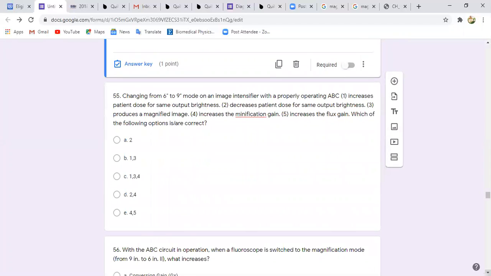So this is also a good question. 55, changing from 6 to 9-inch mode on the image intensifier with a properly operating ABC increases patient dose for the same output and brightness. Is it true? It increases patient dose for the same output and brightness. So which of the options we have here are correct?